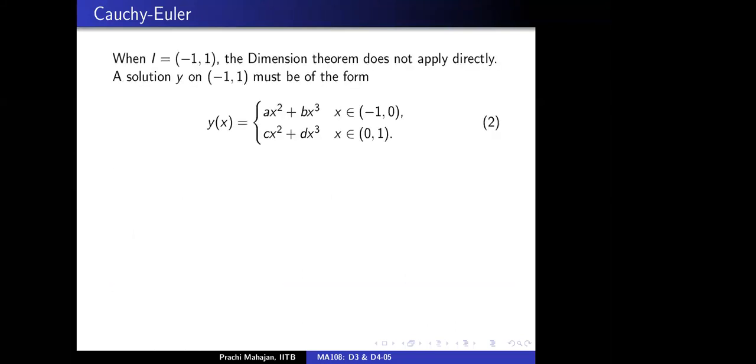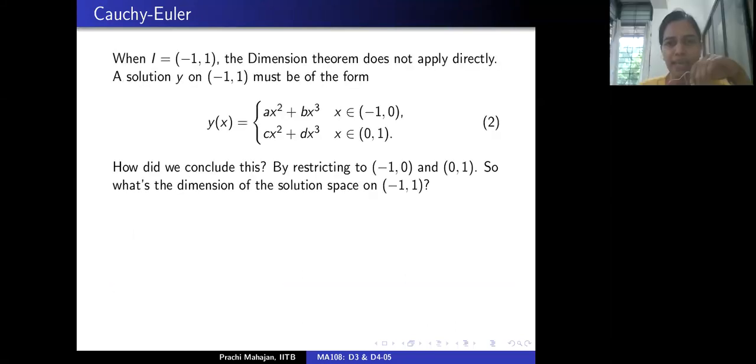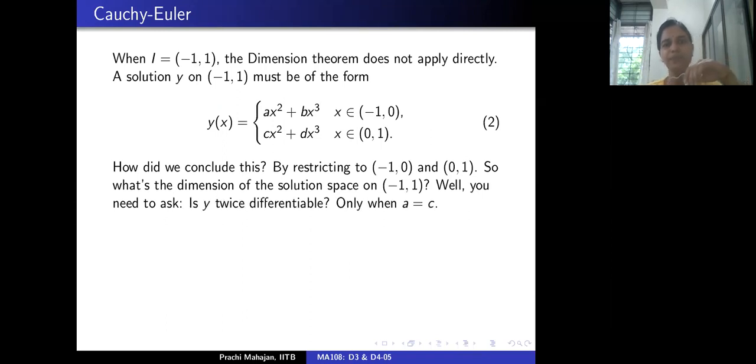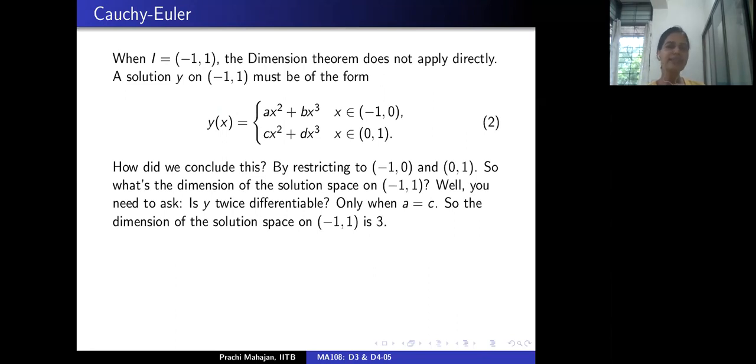Okay. Where were we? So we all agreed that the coefficients A and C must be the same, right? Is that okay? All right. So does that imply that the dimension of the solution space of this ODE on the interval -1 to 1 is 3?